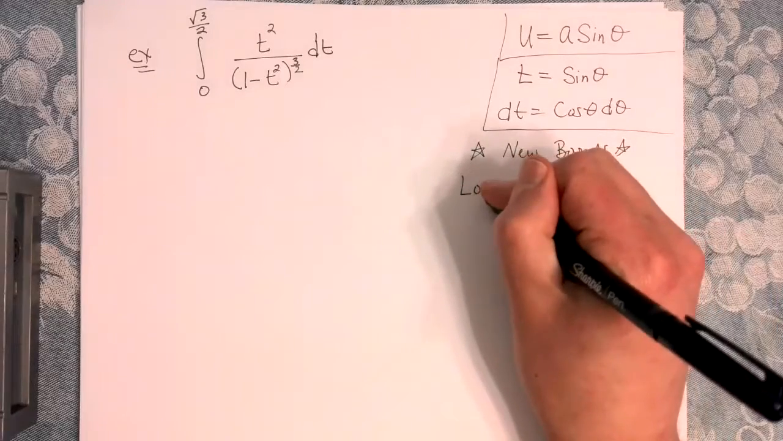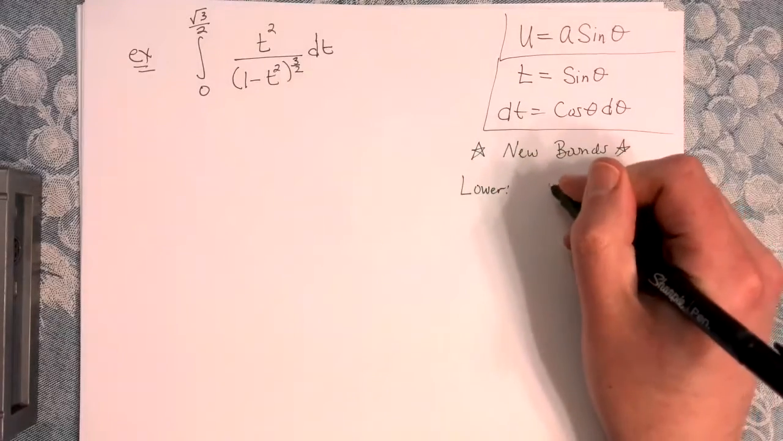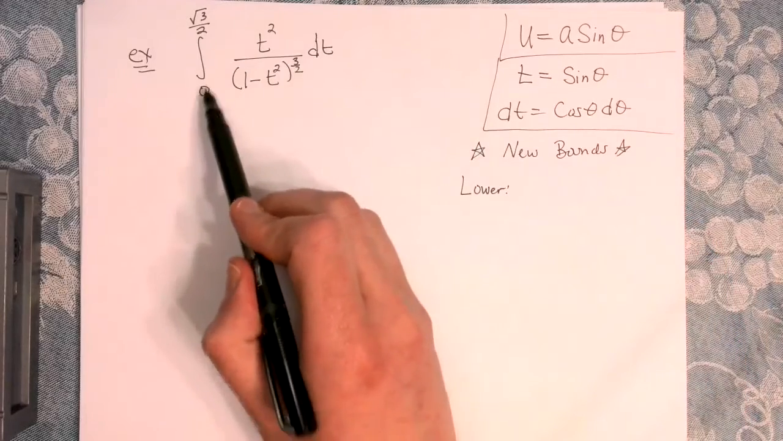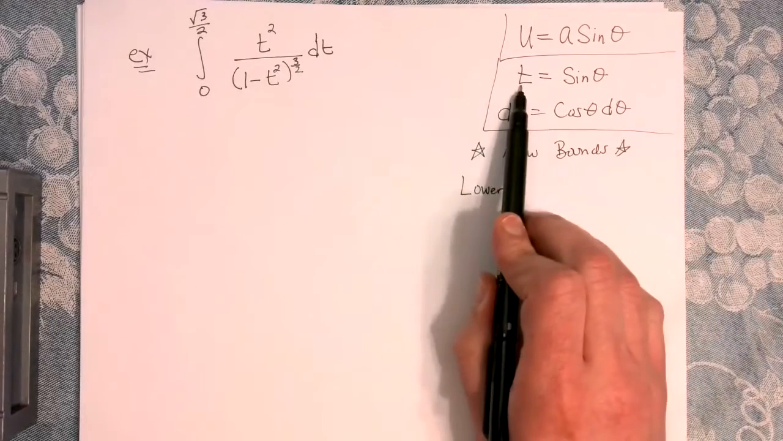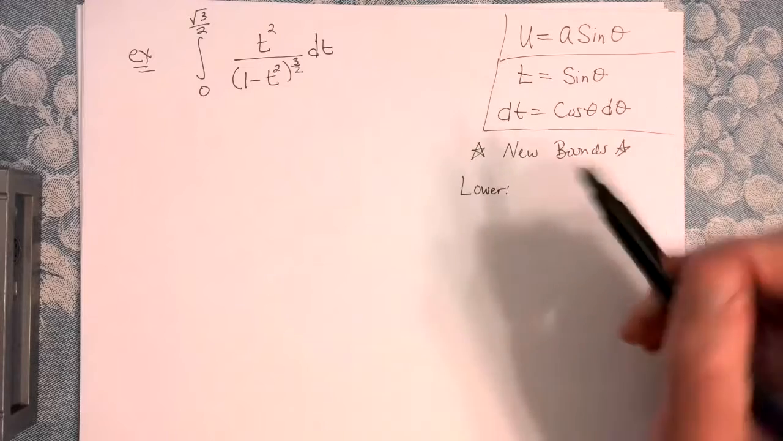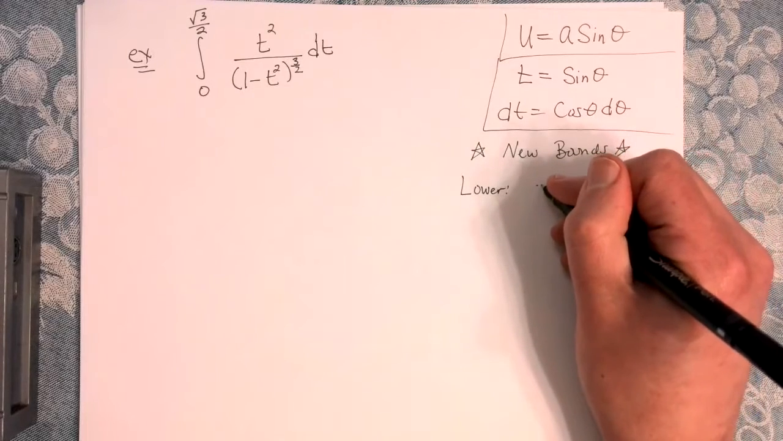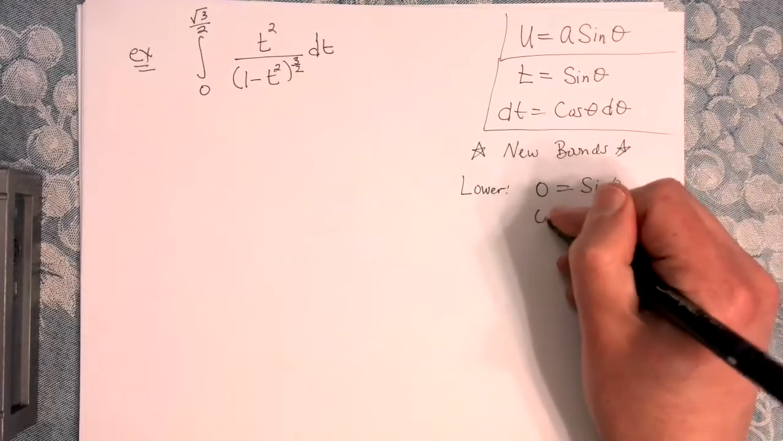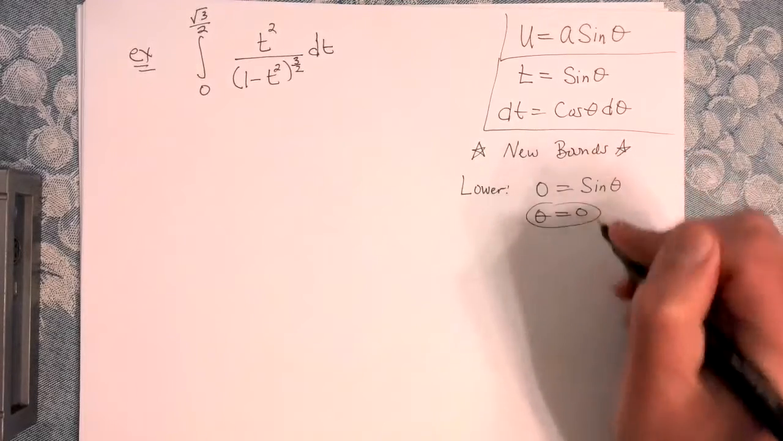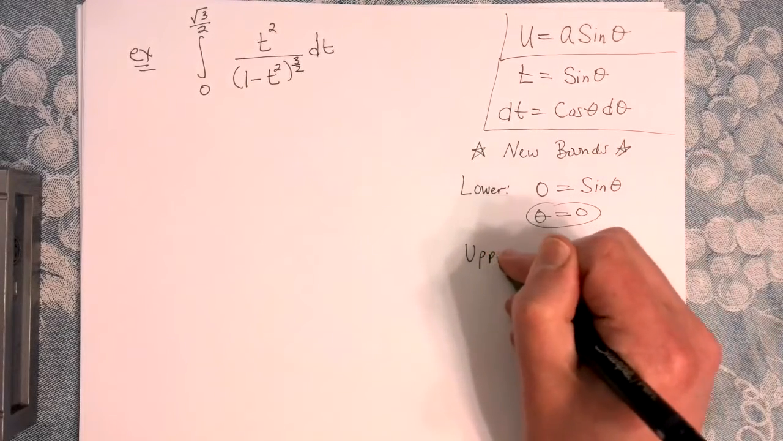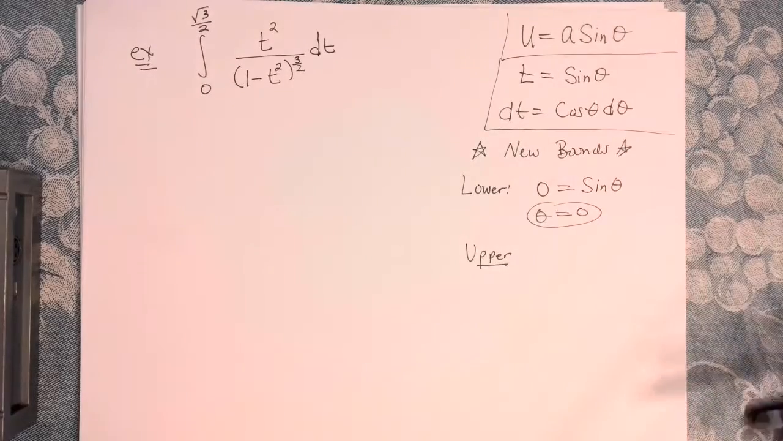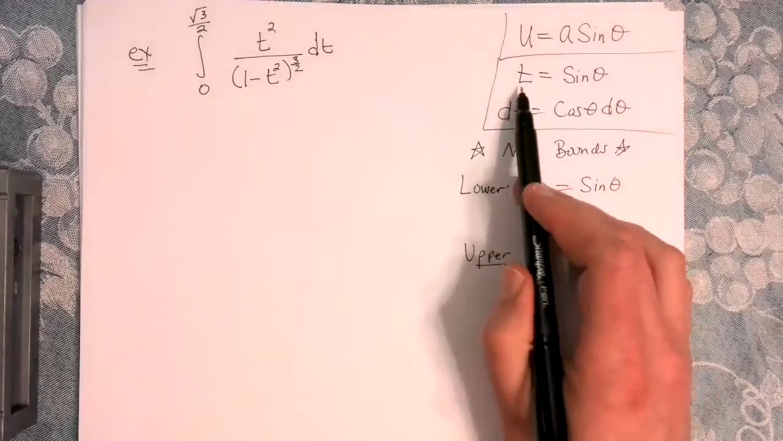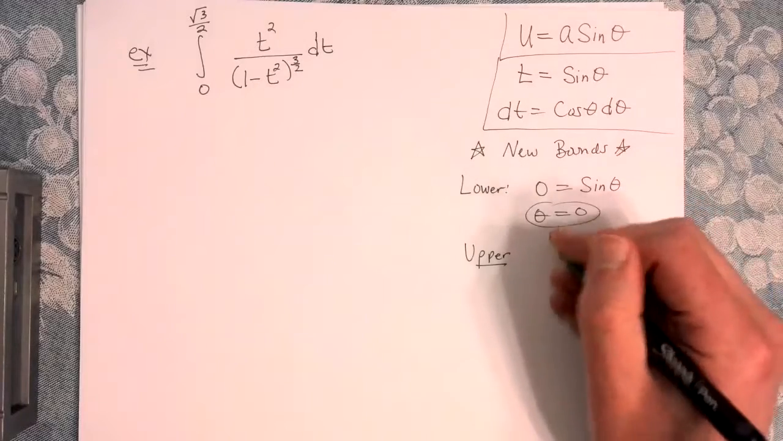Okay, so let's talk about our lower bound. Remember how to get that. We take our substitution statement, and we just remember that these are t values. So 0 goes in for t, and we get a corresponding theta. Okay, so 0 goes in for t, and so theta must be 0. And then for our upper bound, radical 3 over 2 goes in for t, and we get a corresponding theta.